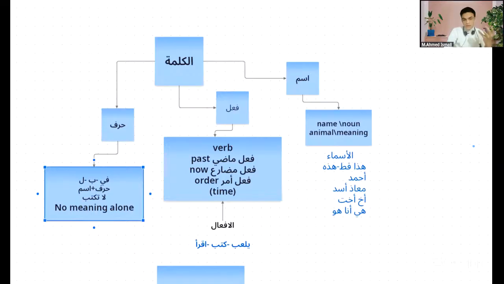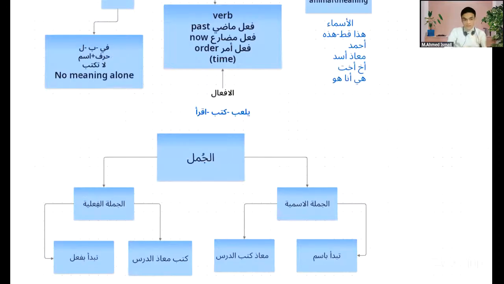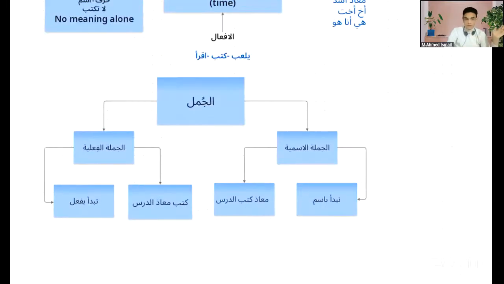So the حرف is a letter or more than one letter or a word in general that doesn't have a meaning alone. It will have a meaning if you have another word next to it. Clear? I hope it's clear. So then we have الجمل, جملة اسمية and جملة فعلية. اسمية starts with اسم and فعلية starts with فعل. That's so simple and clear, inshallah.